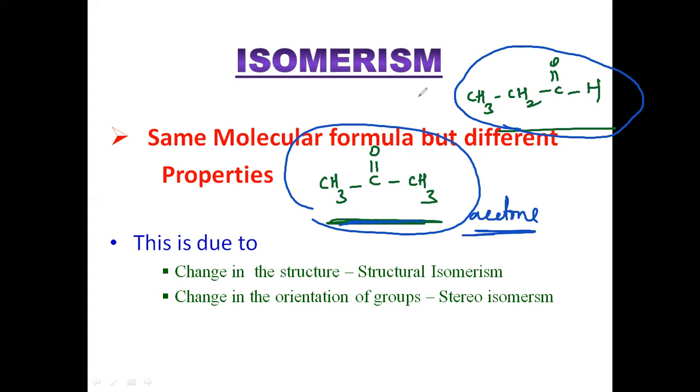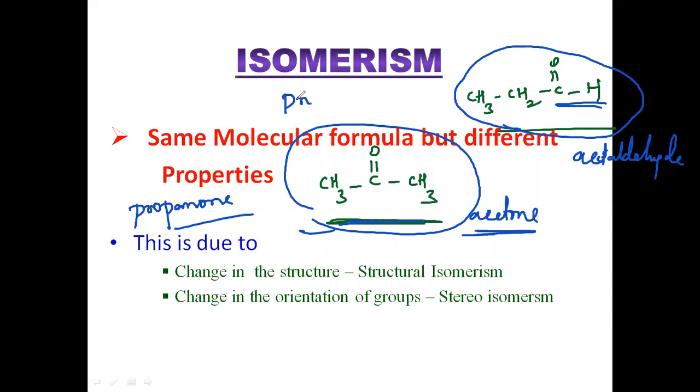You can also call it propanone, because three carbons are there and the functional group is ketone. And here the functional group is aldehyde, because the aldehyde group is there. So this is propanone and this one is propanaldehyde. What is actually the difference between these two?